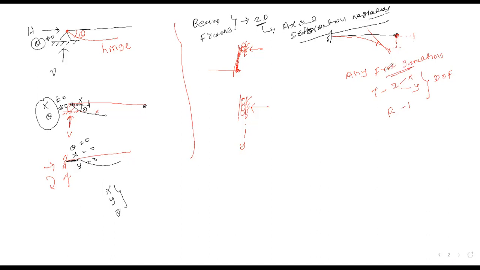Sure. So now let us move to our basic concept. What is a statically determinate structure? A simple example of a statically determinate structure is a simply supported beam. Now, how many unknowns are available in this structure? How many unknown reactions are available in this structure?